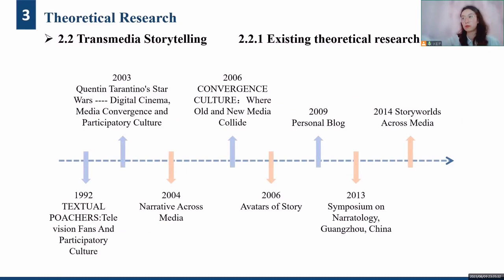Different scholars have different views on the study of transmedia storytelling theory. It was not until 2006 that transmedia storytelling was clearly conceptualized in Henry Jenkins' book, Convergence Culture, where old and new media collide. This paper uses the research of two major scholars, Henry Jenkins and Marie-Laure Ryan, to explain the development process of this theory. The chart lists in chronological order the major works in the development of the theory.